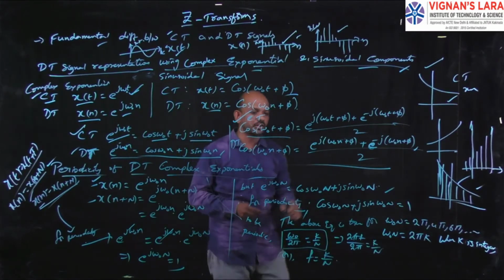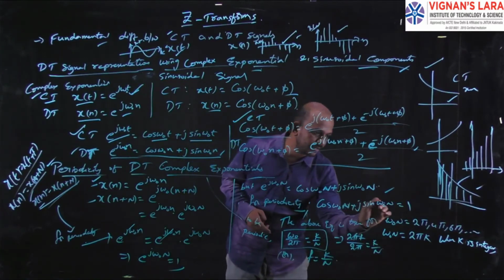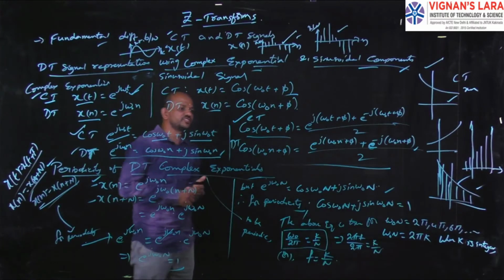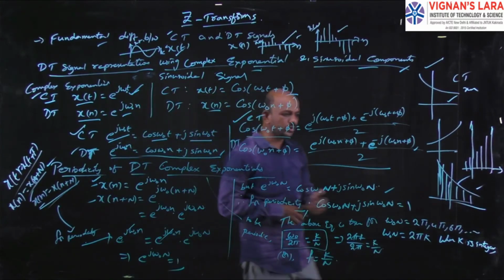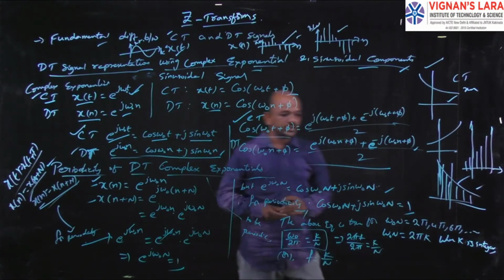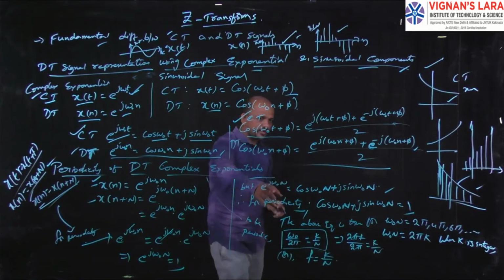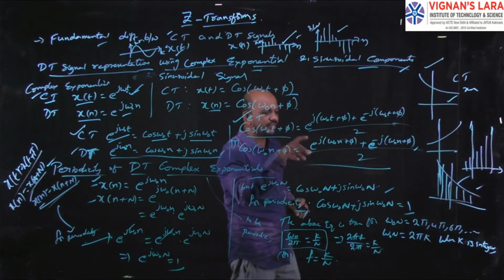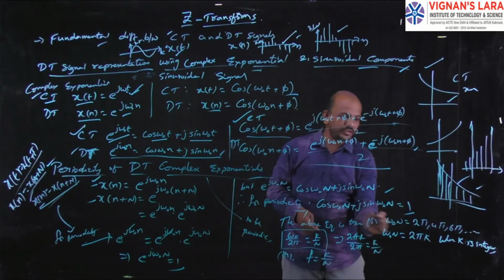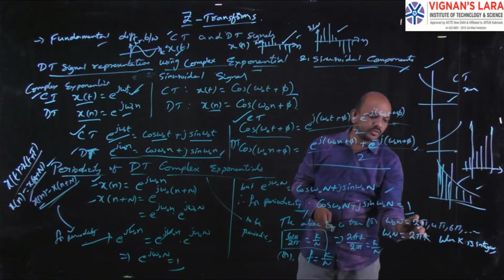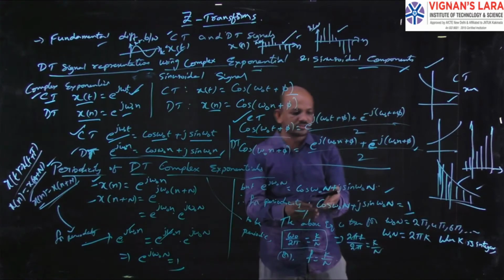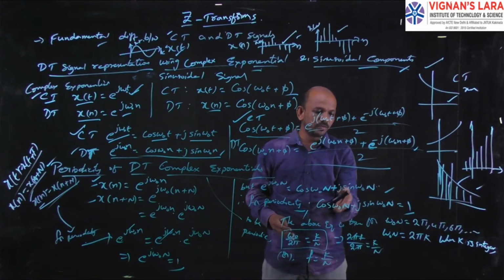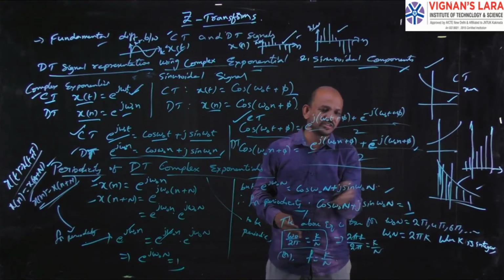For periodicity, this capital N is the period. Cos omega naught N plus j sin omega naught N will be equal to 1. Okay, the above equation will be satisfied for the values of omega naught N equal to 2 pi, 4 pi, 6 pi. That is cos 2 pi plus j sin 2 pi. So this is 0 and this is 1. Cos 4 pi plus j sin 4 pi. This is 0 and this is 1. It is 1.